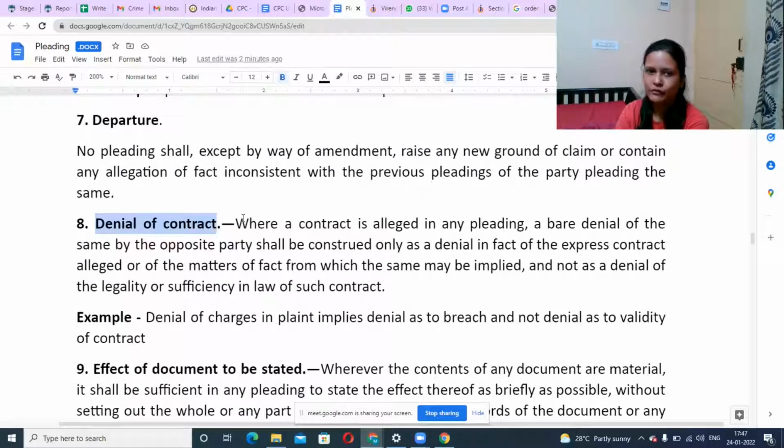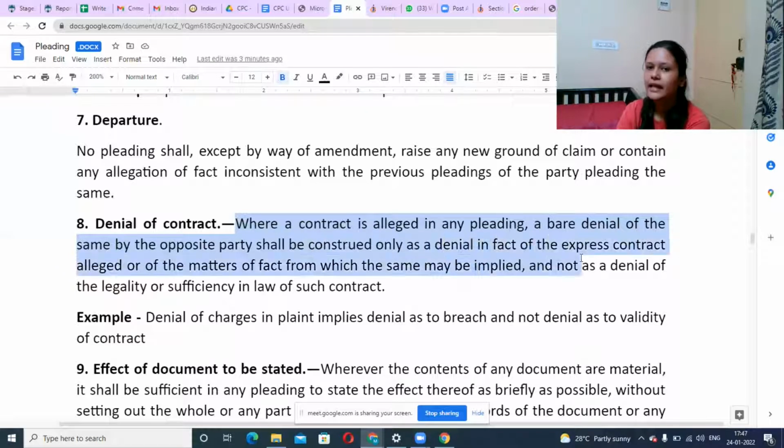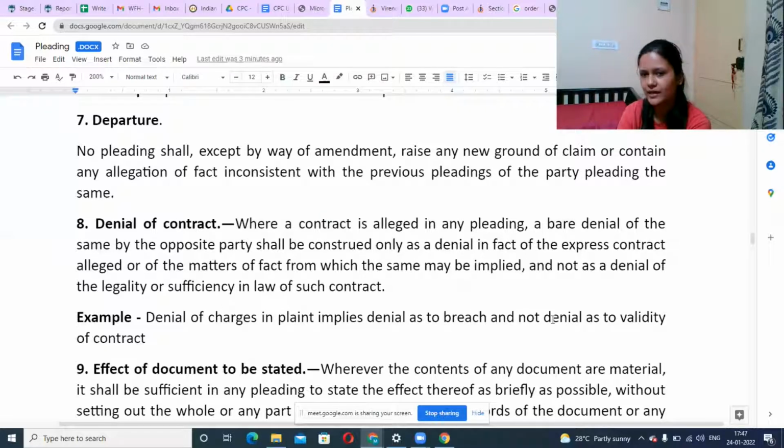Next one is denial of contract. Where a contract is alleged in the pleading, a bare denial of the same by the opposite party shall be construed only as denial in fact of the express contract alleged and of the matters of fact from which the same may be implied, and not as a denial of legality or sufficiency in law of such contract. Okay, so denial of charges in the plaint implies denial of breach only and not regarding validity of contract.